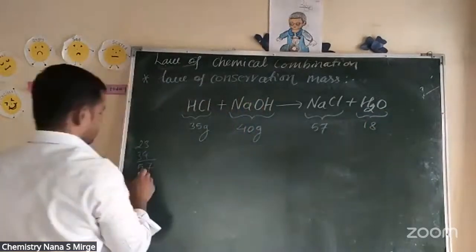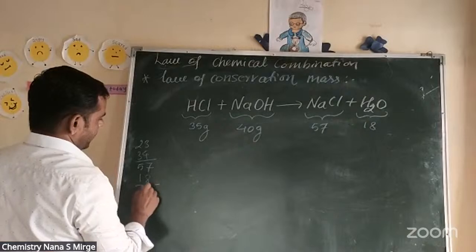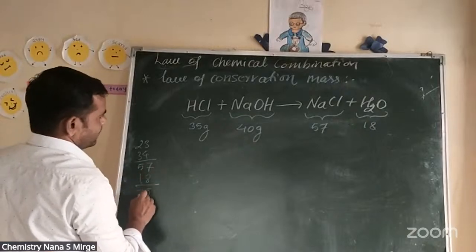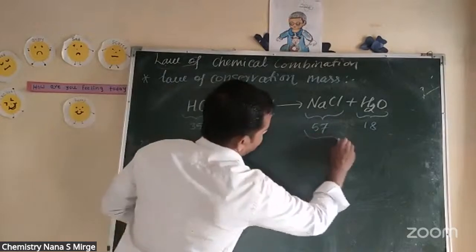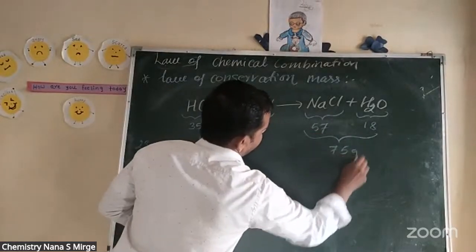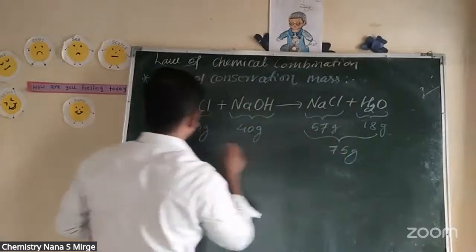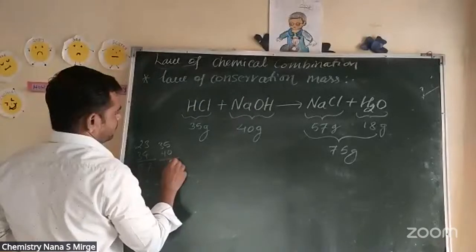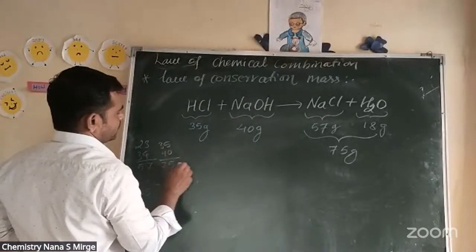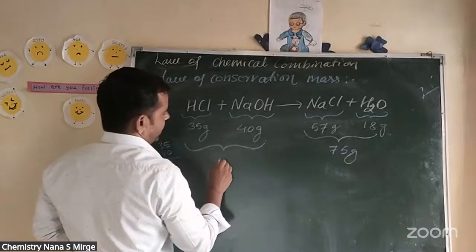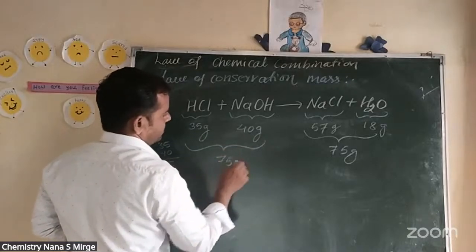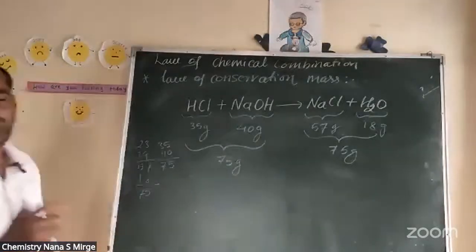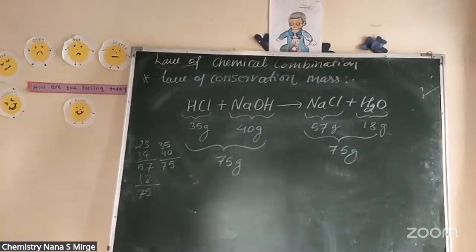So 57 plus 18, how much? That comes to 75. And this 35 plus 40, how much? That is also 75. The total mass of reactant is 75 gram. So look here, the total mass of reactant is equal to the total mass of product, hence the law is proved. That is the law of conservation of mass.